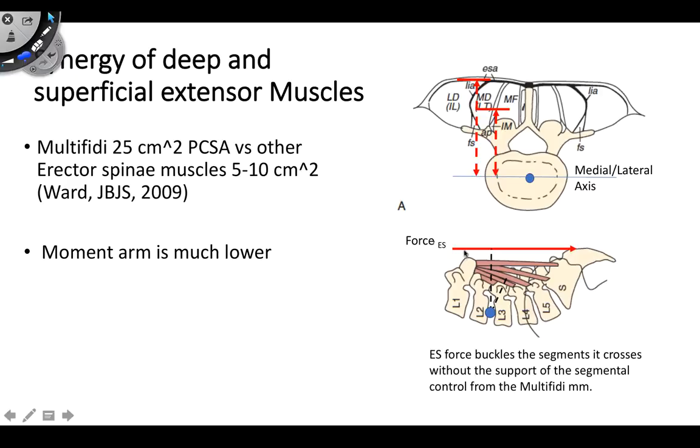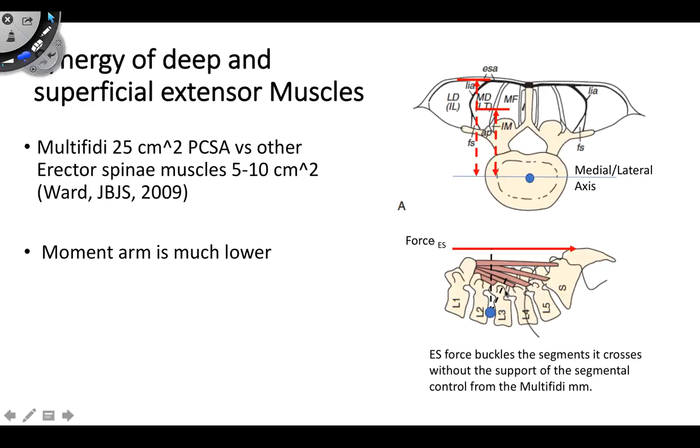Now, during the transition from forward bending to upright, once we hit a certain point, we want to come out of that flex position and move into this extended position. In order to do that, it's important to have both superficial and deep muscles contracting. The reason is that the long extensors of the back, the iliocostalis and longissimus thoracis, span several segments, and the tendency when they contract is to bend at some random point throughout the spine.